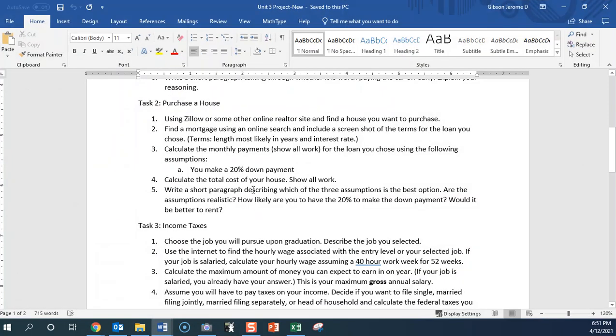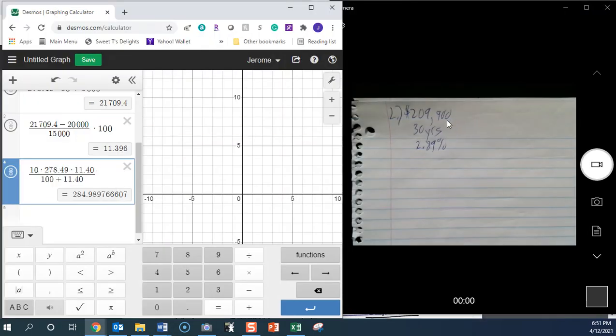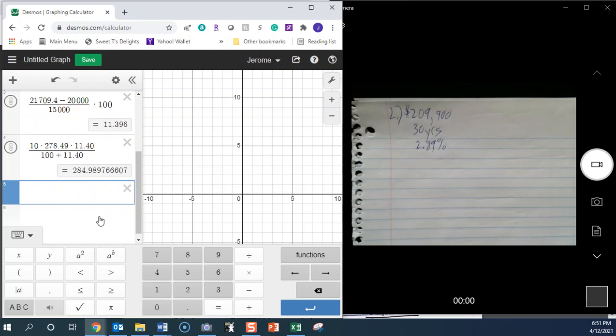Now we want to calculate the monthly payment for the loan you choose using the following assumption, the 20% down payment. So we need to find a 20% down payment from the $209,900.